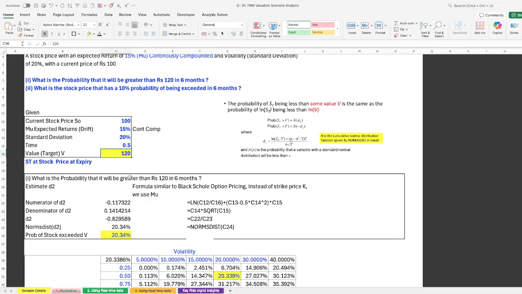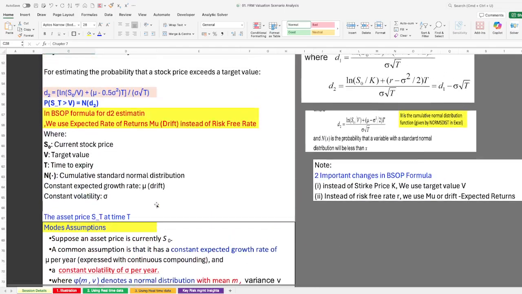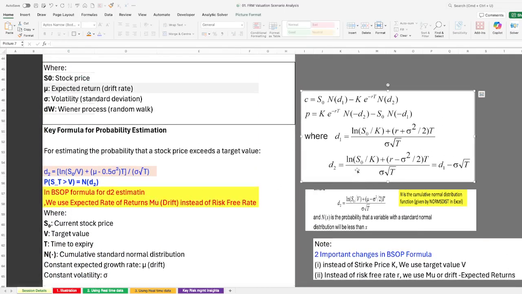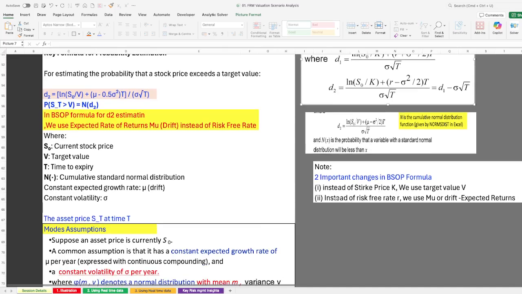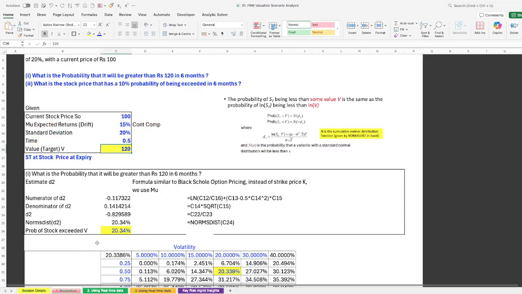We use the same Black-Scholes option pricing model formula. For d2 we calculate ln of S divided by the strike price, plus the risk-free rate plus half the variance times time, divided by sigma times the square root of time. Now we make two important changes to the Black-Scholes d2. First, instead of strike price K, we use target value B. Second, instead of the risk-free rate, we use the drift, the returns. Those are the two changes we make in the calculations.